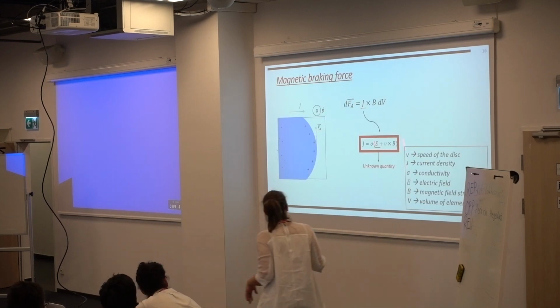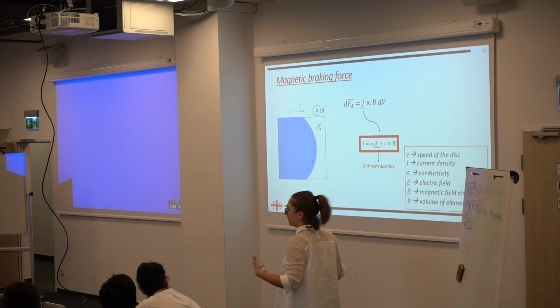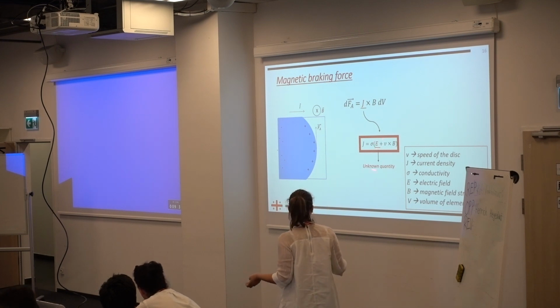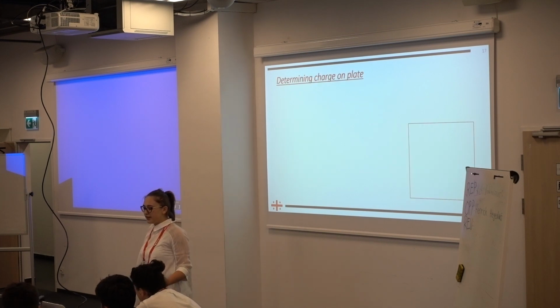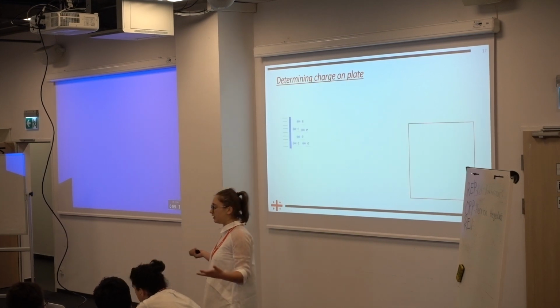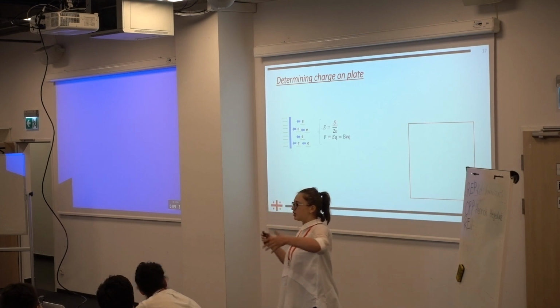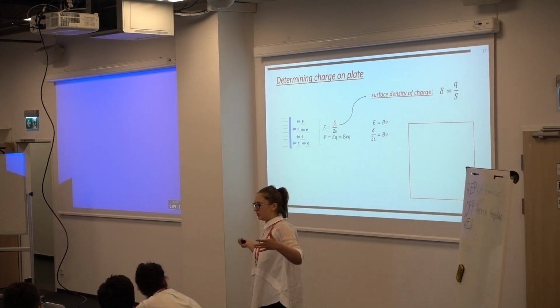So now in this equation, the unknown quantity again that we have to find is this electric field. So how do we find the electric field now? Well, to find the electric field, let's first determine the charge on the plate. The charge cannot be accumulated infinitely on this plate, right?